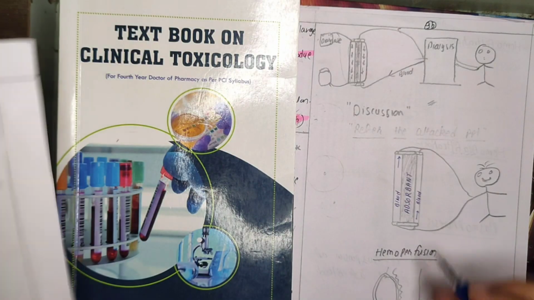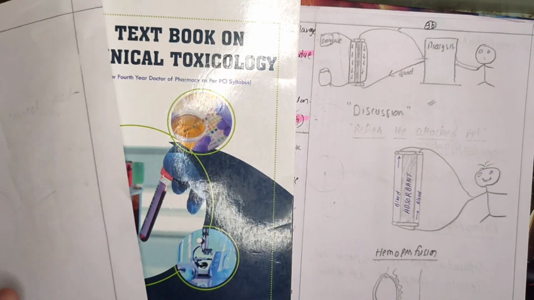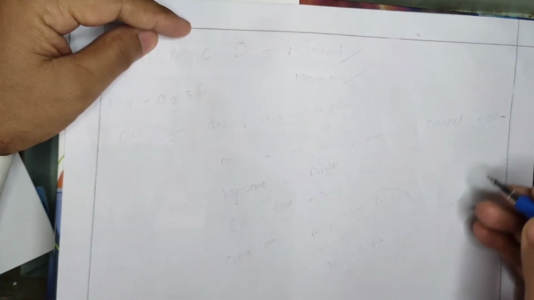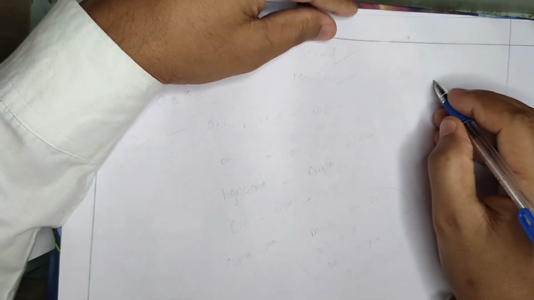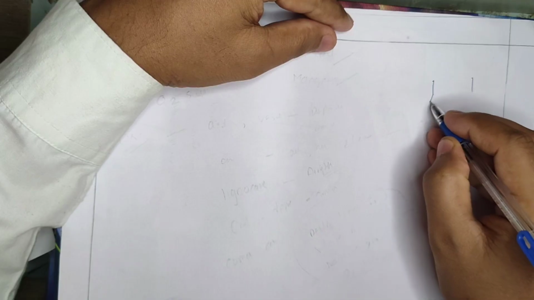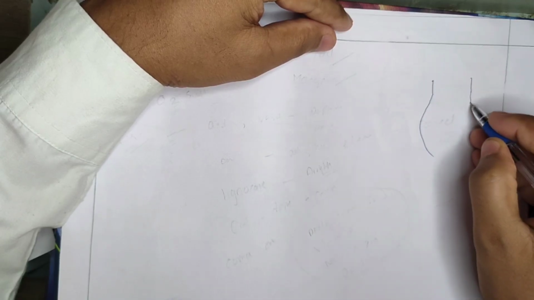Then similarly we have the third technique. This third technique is known as peritoneal dialysis. So peritoneal dialysis is something like hemodialysis. However, it is used in the early stage of chronic kidney disease. In a poisoning condition, it is less likely to be used. However, it can be useful. Now we will assume that this is a human body. This is the abdominal cavity of the human body.